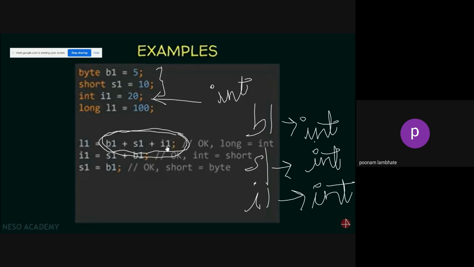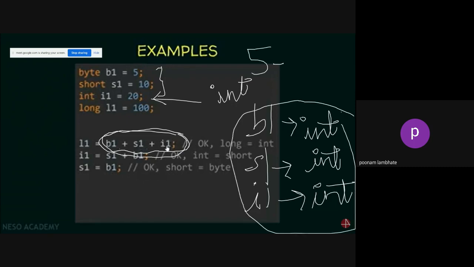And then finally, this int you'll get at the right hand side. Everything is in the int, right? So what will happen? b1 is equal to 5. Then you're doing plus s1 is equal to 10. Then you're doing plus I1, that is 100. So 110 plus 5, 115. So now this 115 is the final value of my expression at the right hand side.